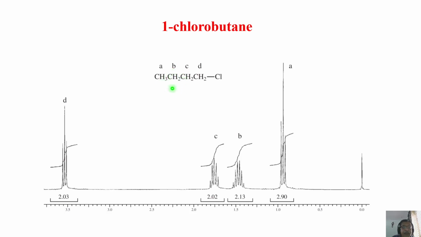This proton B experiences couplings with the CH3 group and the CH2 group. What will happen then? This CH2 will become a quartet because of CH3, right? A 1:3:3:1 intensity quartet. But each line of the quartet is split into a triplet because of the CH2 protons. In both cases, you have to apply the 2nI plus 1 rule. So a 1:3:3:1 quartet, each line of which is split into a triplet.